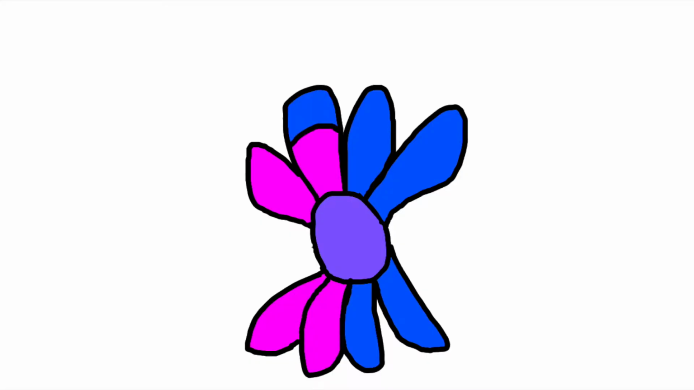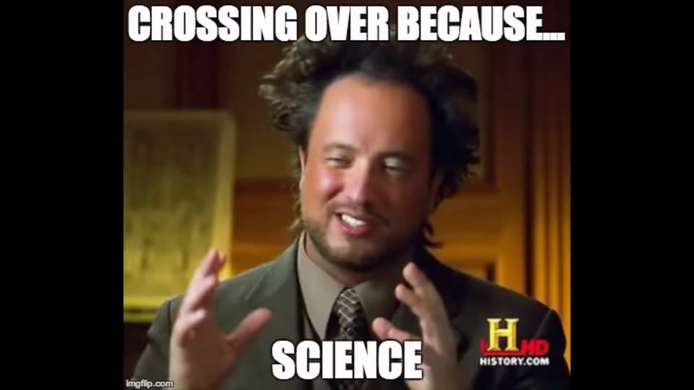But it doesn't stop there. The tetrads connect so tightly together that they happen to rub off their genetic codes on each other. This is called crossing over.